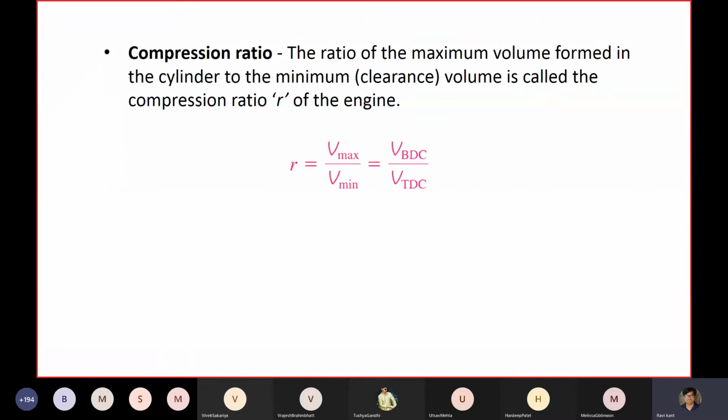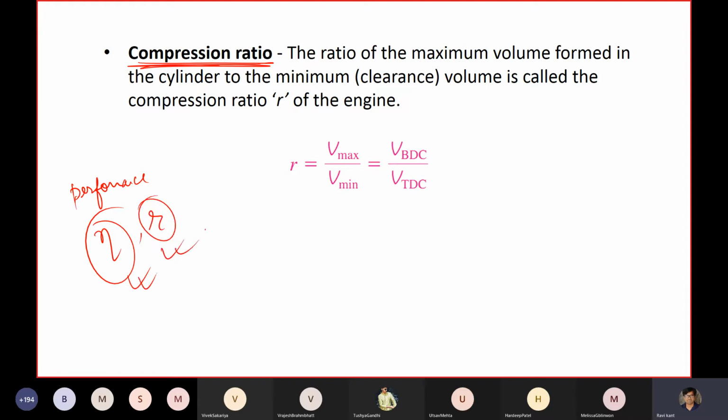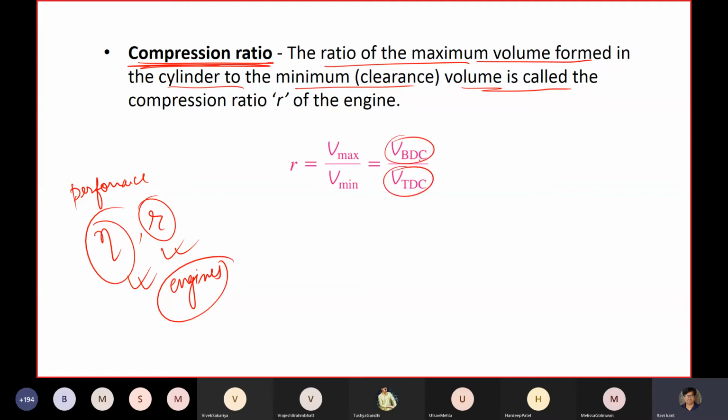Another key feature to judge the performance of any engine is compression ratio. Also we have efficiency. Efficiency and compression ratio, which is denoted with r, are the two variables with which we usually judge our engines. This is nothing but the ratio of the maximum volume formed in the cylinder to the minimum clearance volume. So basically the ratio of VBDC and VTDC is called compression ratio.